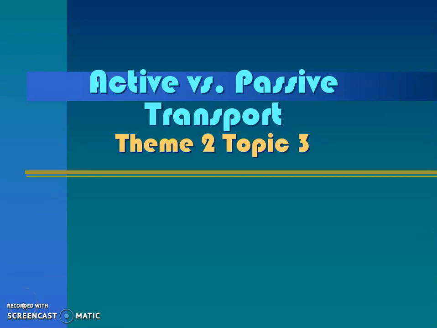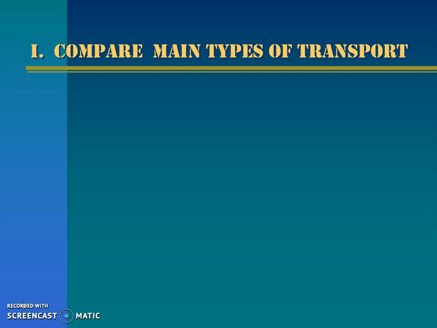Hello, biology students! Now we're going to talk about active and passive transport in more depth. Let's learn the difference. So we mentioned briefly last time that active and passive transport are the main types of transport that can go through the cell membrane. However, let's learn about them more in depth.